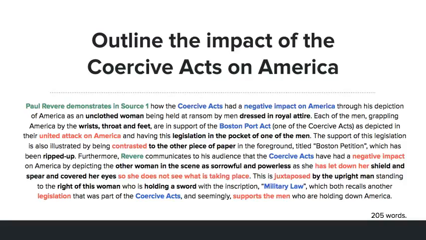Now, it's important that we, first of all, start with the statement of my response to the question, which was outline the impact. So we have to discuss whether or not it's a positive or negative impact, or it could be both. And you could argue for both, so long as you provide the evidence. But in this case, I think Paul Revere is definitely communicating that the Coercive Acts have had a negative impact. And so I've clearly stated that in the first sentence, as you can see in the blue. I've also signposted that I'm using Source 1, and Source 1 is created by Paul Revere.